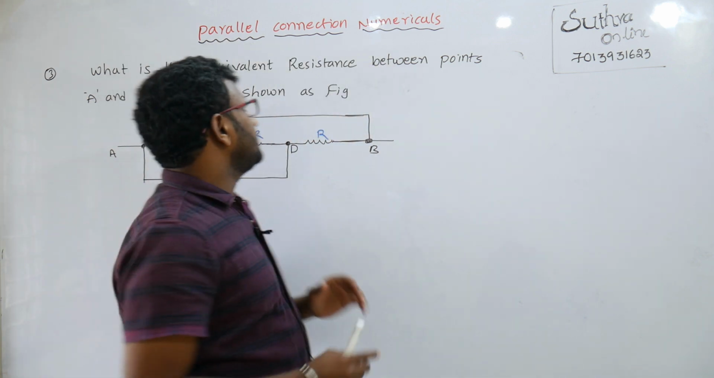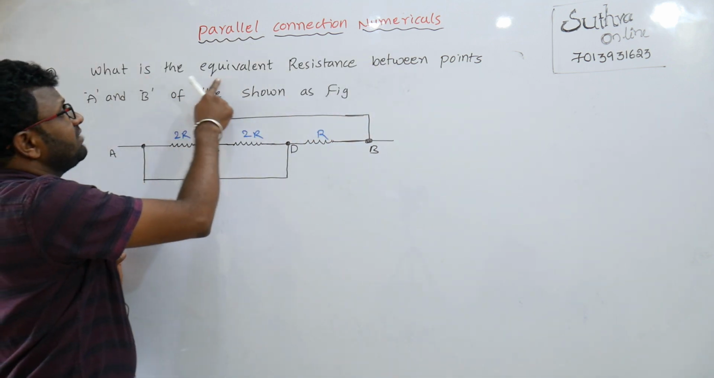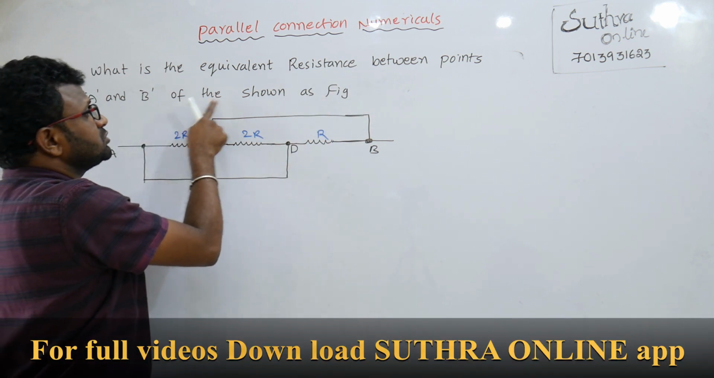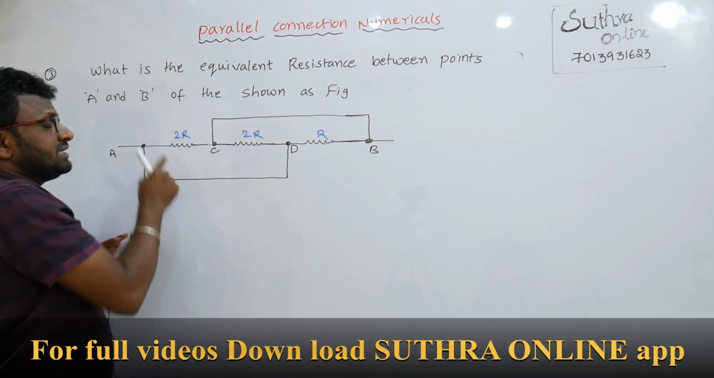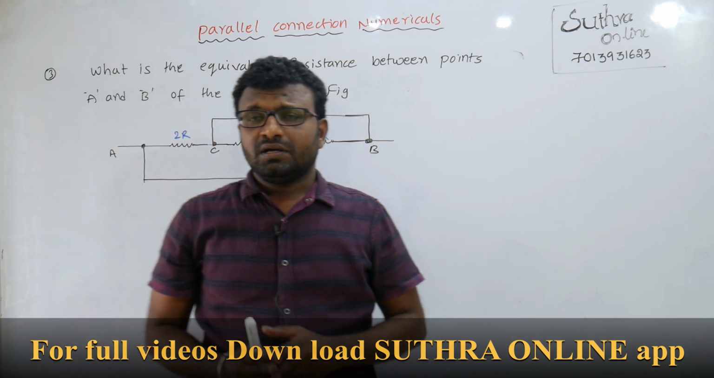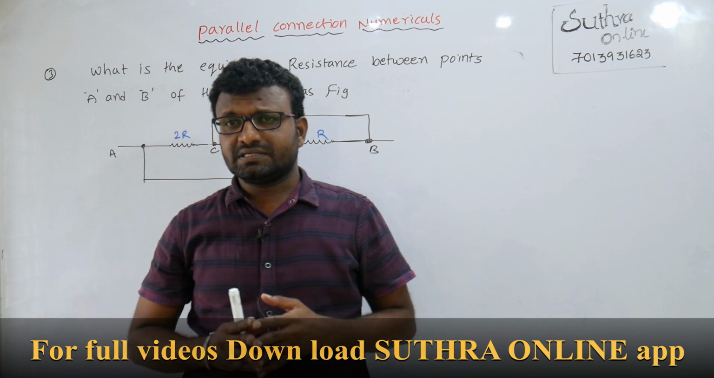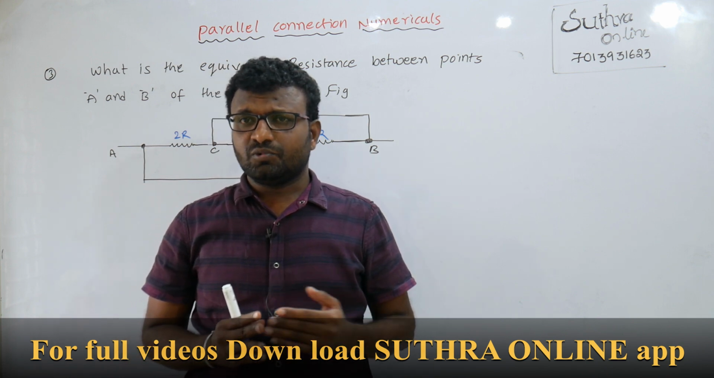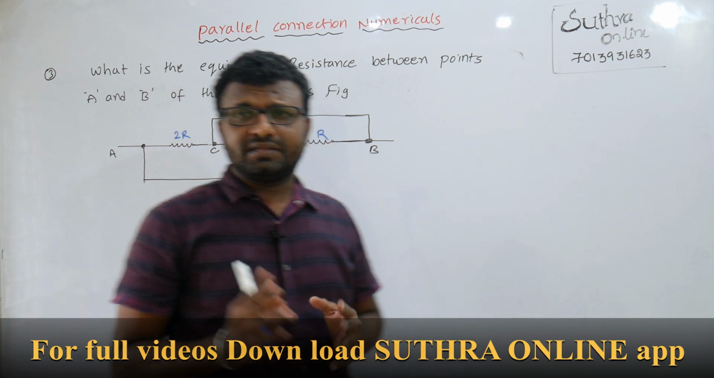So this third problem, what is given here? What is the equivalent resistance between points A and B shown in the figure? So this is a circuit diagram. Actually this question is very, very important. One time this question came in an SSC board exam, I think 2 years back. So this question is very, very important.